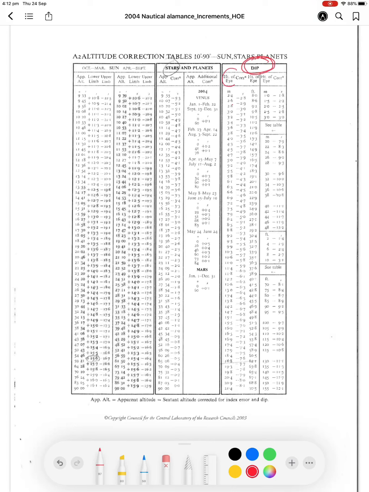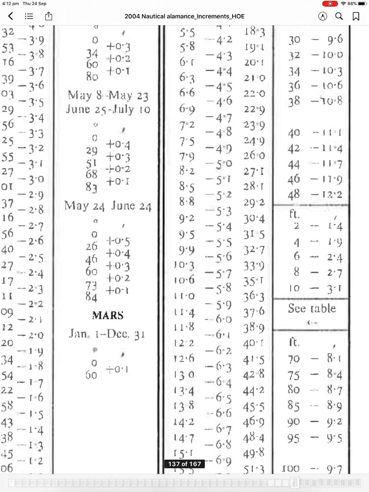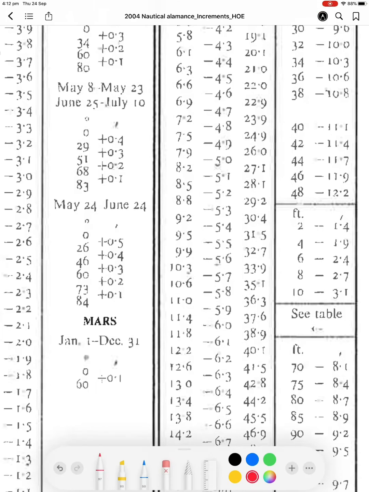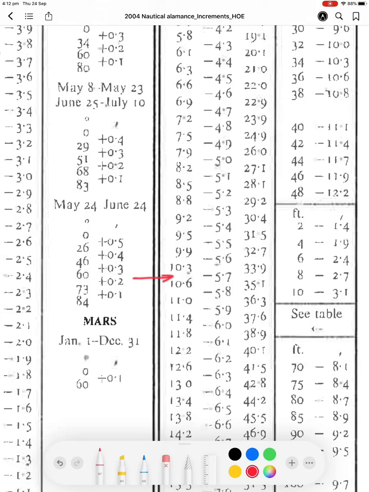So dip correction for height of eye, and this column is given in meters, and I have to find it for 10.5 meters. Now 10.5 lies between, let me zoom in, 10.5 lies between 10.3 and 10.6. All right, no interpolation required. So 10.5 will lie between these two values. What is the correction? Minus 5.7.